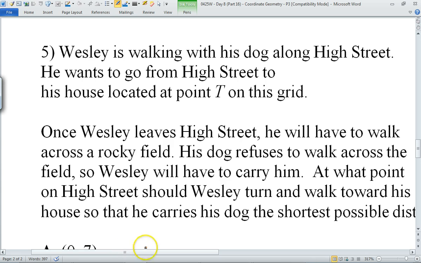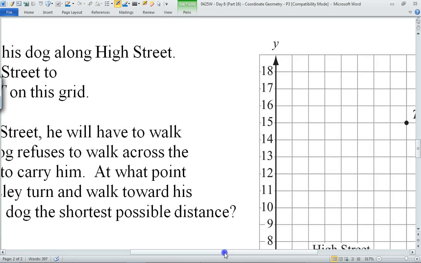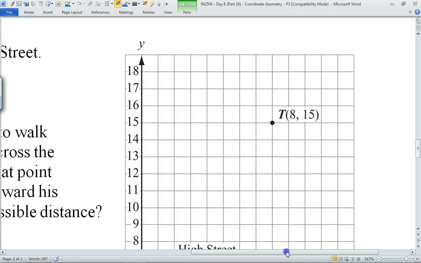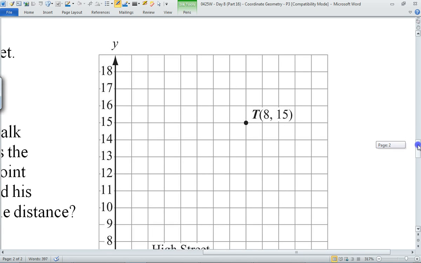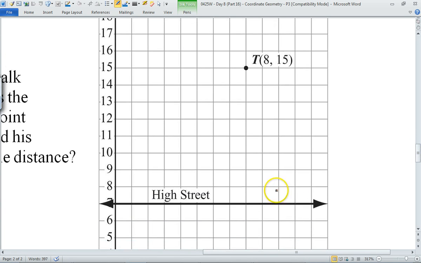So, number 5. Wesley is walking his dog along High Street. He wants to go from High Street to his house at point T. Here's a picture of what's happening.